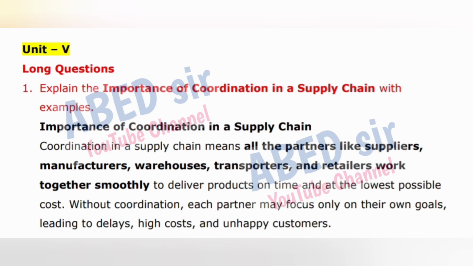Coordination in a supply chain means all the partners like suppliers, manufacturers, warehouse, transporters, and retailers work together smoothly to deliver products on time and at the lowest possible cost. Without coordination, each partner may focus only on their own goals, leading to delays, high costs, and unhappy customers.